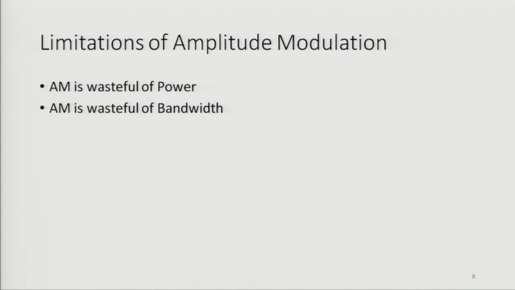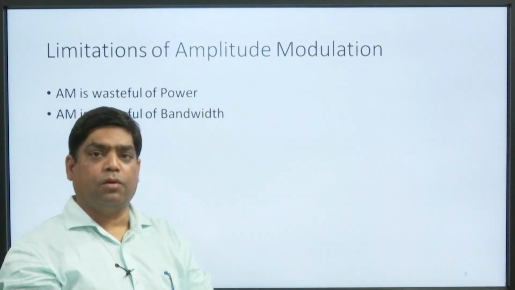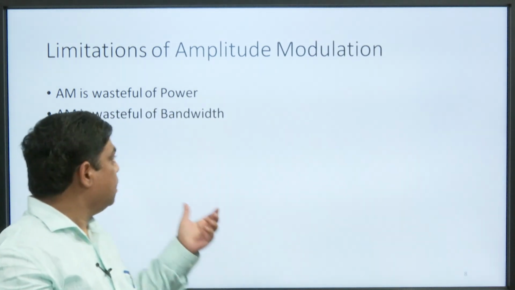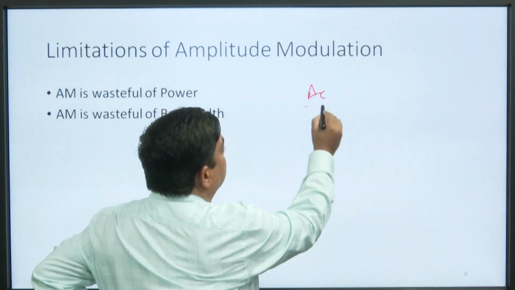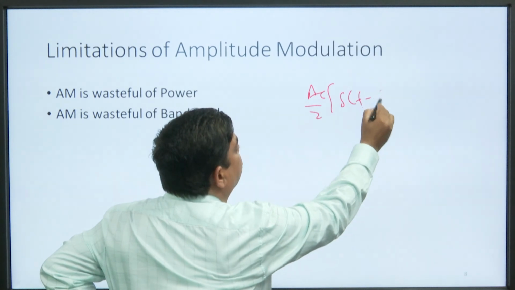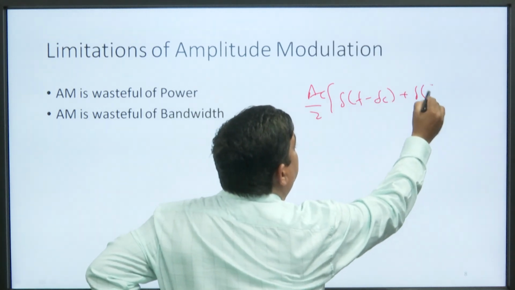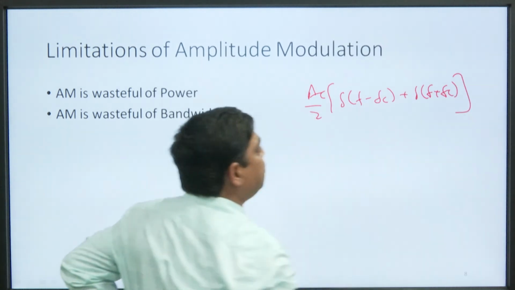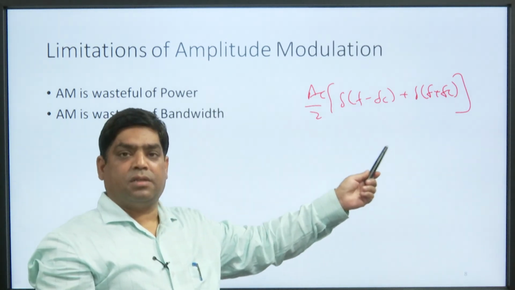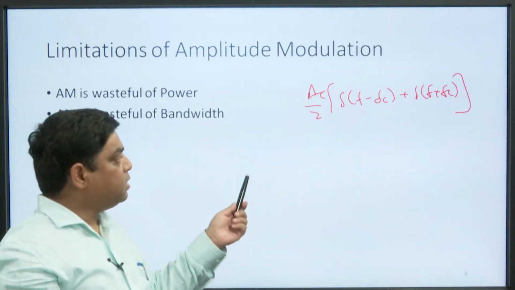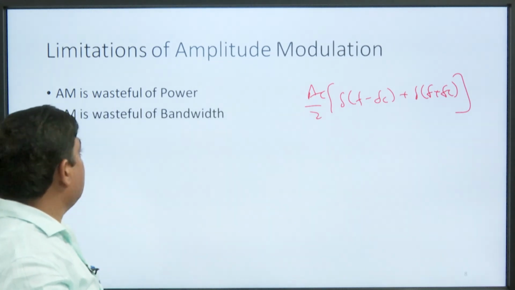Limitation of amplitude modulation. As per the equation given for the modulated signal s(t), we can see in the spectrum also the power in the first term, that is Ac/2 δ(f − fc) + δ(f + fc). It was the first term, and it is independent of the modulating signal. There is no need to transmit this signal. If you transmit the modulated signal along with this one, then it is a waste of power.